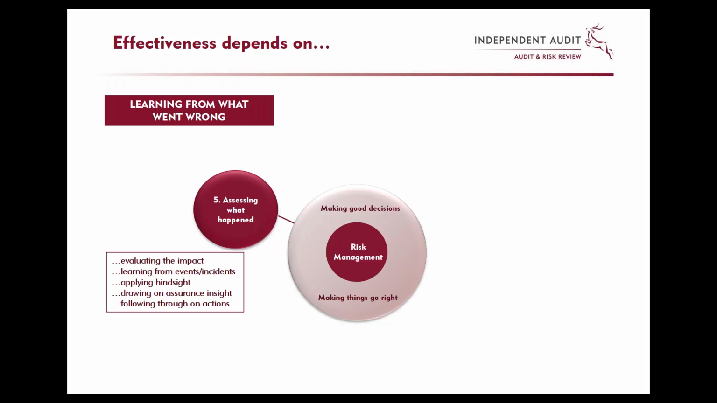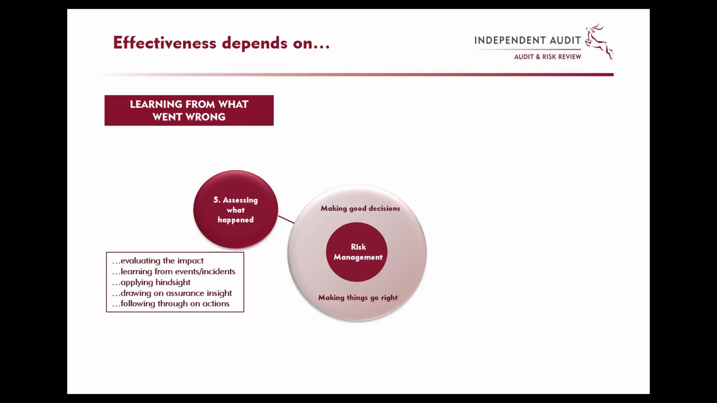So again, if we're asking the basic question, what does effectiveness depend on? I think this is an important part that is often neglected. At board level and at committee level, we see very little emphasis on actually analysing what happened and asking the question, what does this tell us about the effectiveness of our risk management?